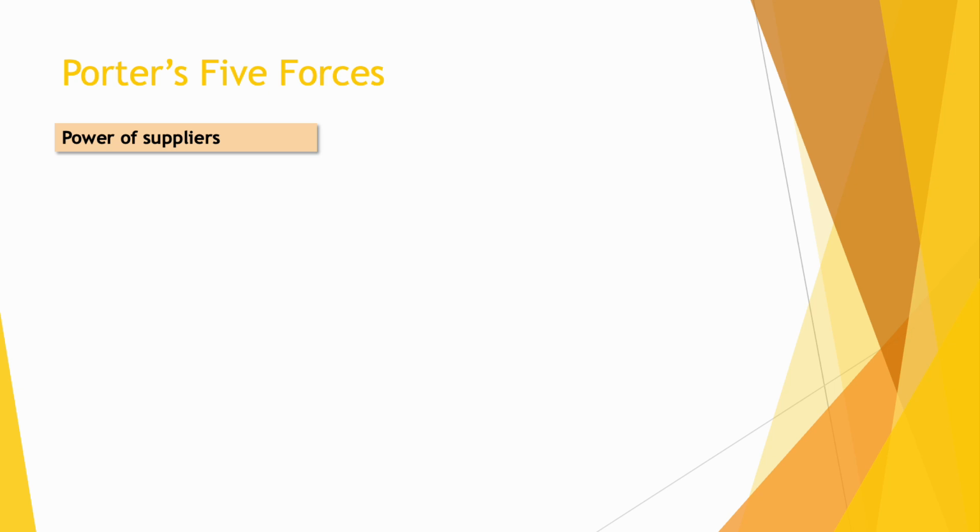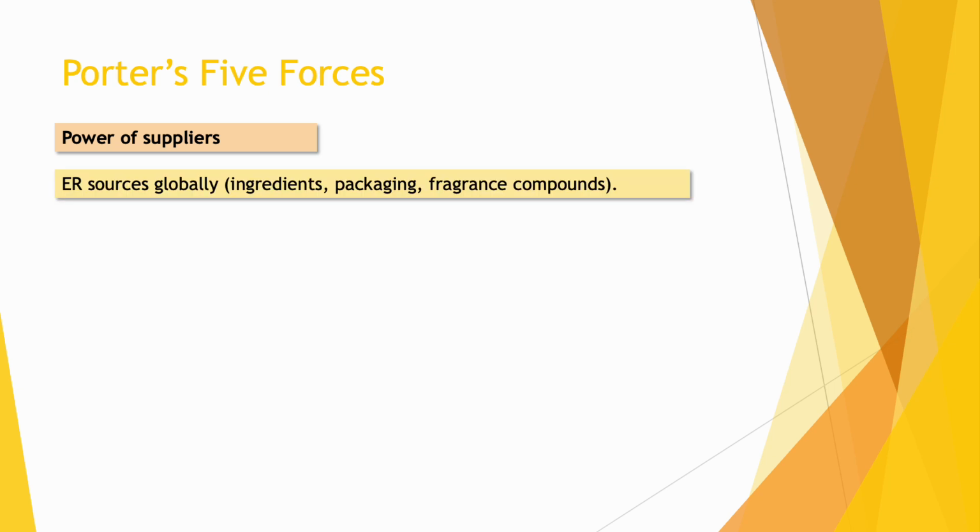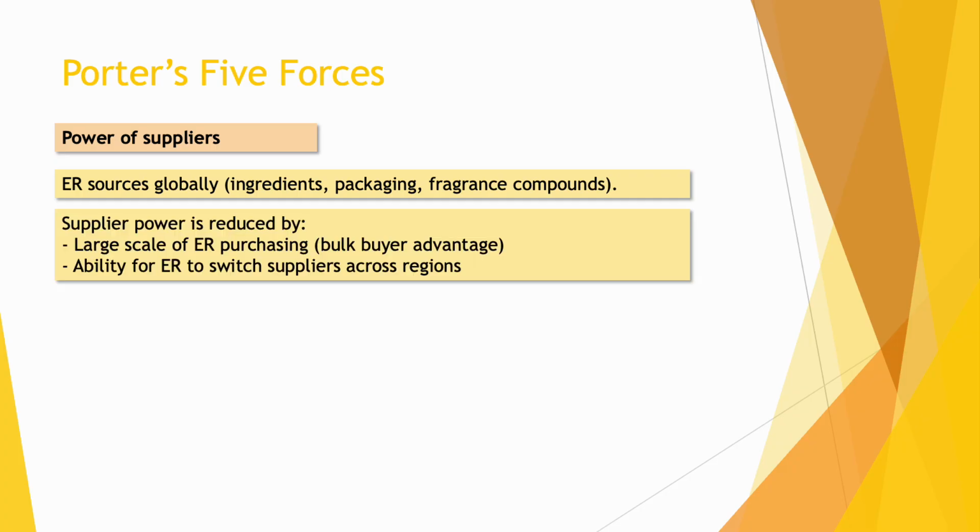Now, who are ER's suppliers? Well, in this case, it mentions specifically that we source globally. So we have loads of suppliers for our ingredients, our packaging, our fragrance compounds, things like that. So what might impact the power of those suppliers? Well, the key things are really to do with size and scale. ER is a really big company. So you might have spotted that given we buy things in bulk from our suppliers, we're likely to be an important customer to them, which gives us a degree of power over them when we're negotiating terms.